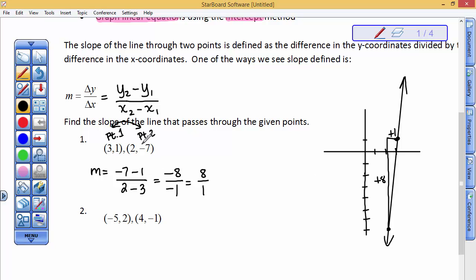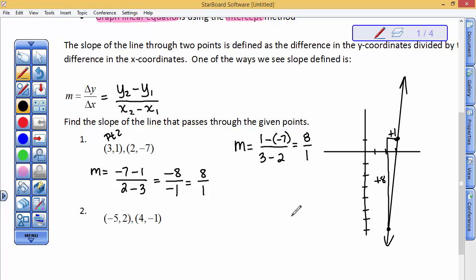I want you to know that I didn't need to use this one as point 2. I could have started with this point as point 2. So for my y value, I could have started with this 1 and subtracted this y value. But when you subtract a negative 7, you add. So 1 minus a negative 7 is a positive 8. But if I did that, then for the denominator, I have to start with this x value and subtract this x value. So I have to take 3 and subtract the 2, and I get the same answer.